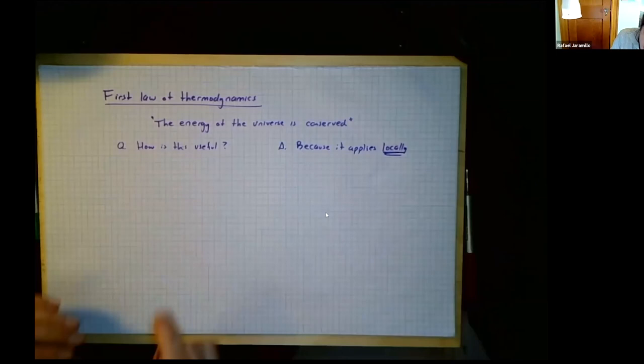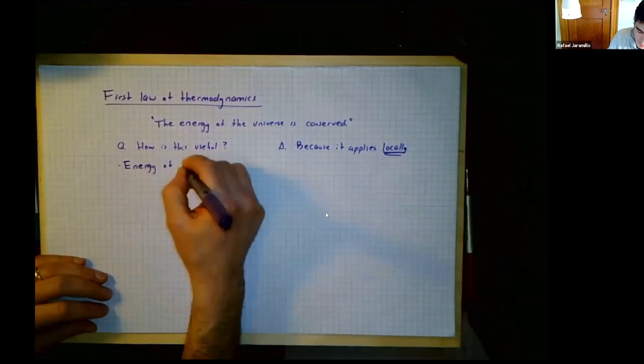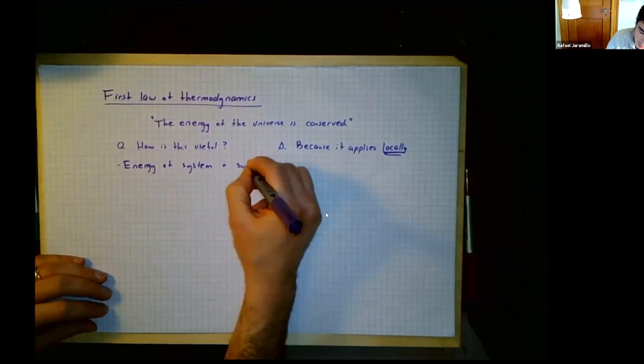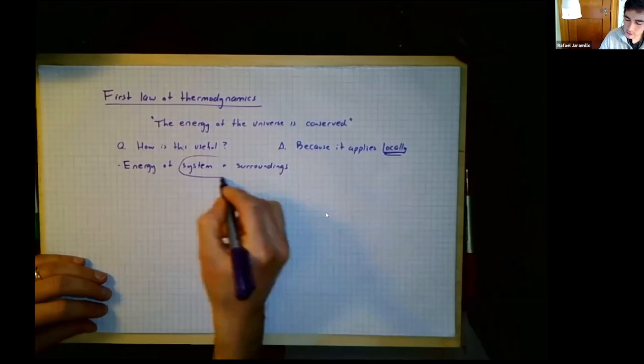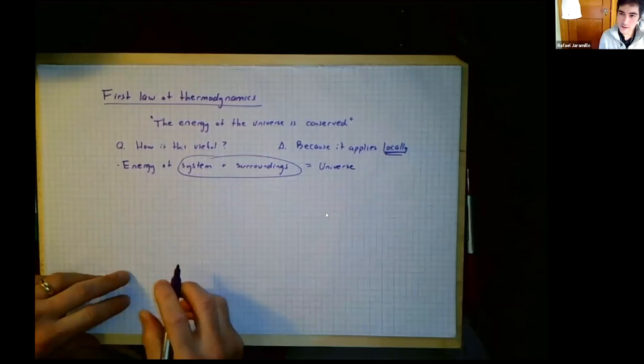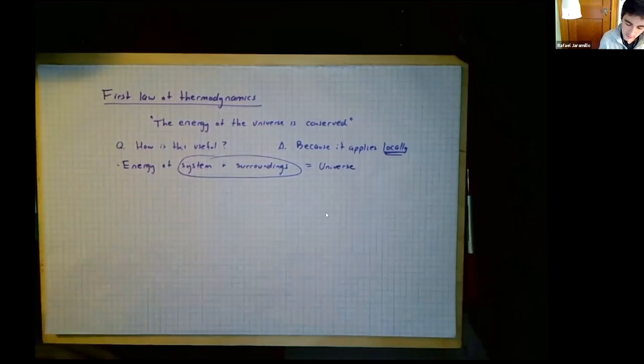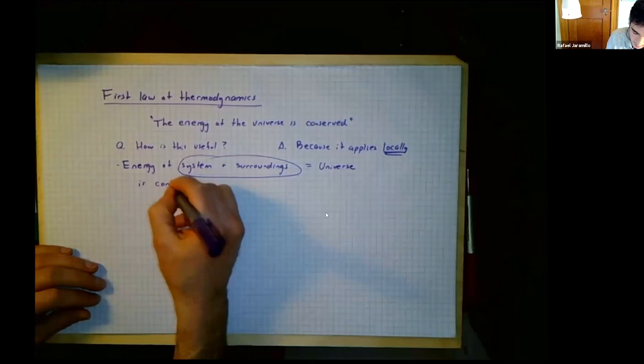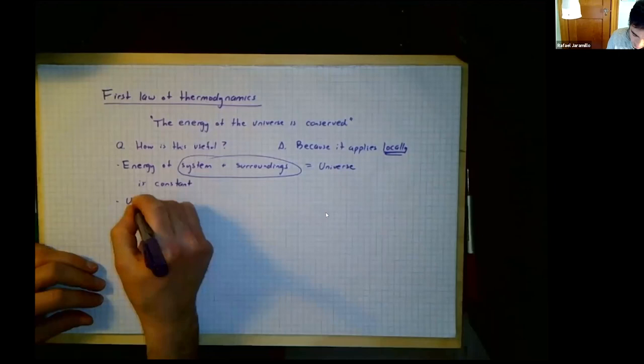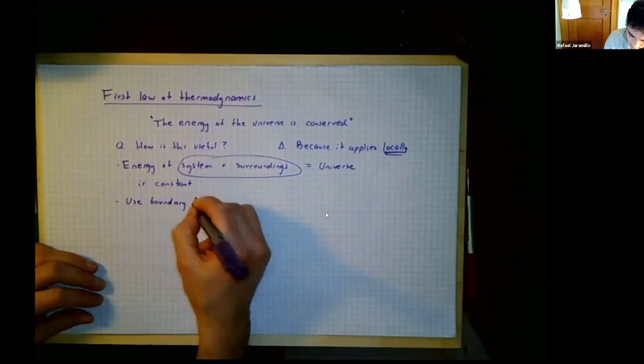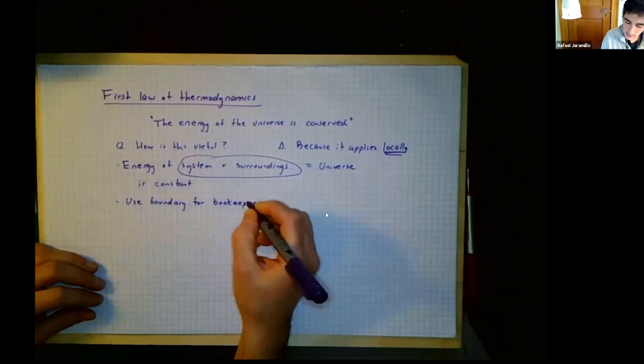So we talk about the energy of a system plus the surroundings. System plus surroundings, you could call universe. It's kind of highfalutin language. Sometimes I'll slip and say universe, but I don't mean to. Energy of the system plus surroundings is constant. But here's where it gets useful. We use the boundary for bookkeeping. And like it or not, a lot of thermo is bookkeeping.